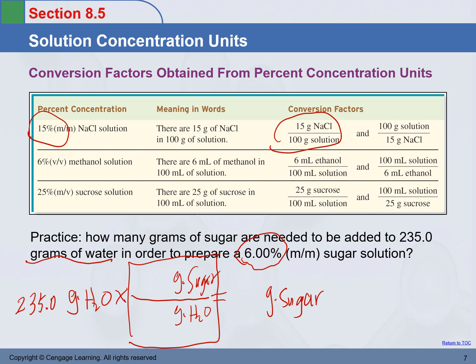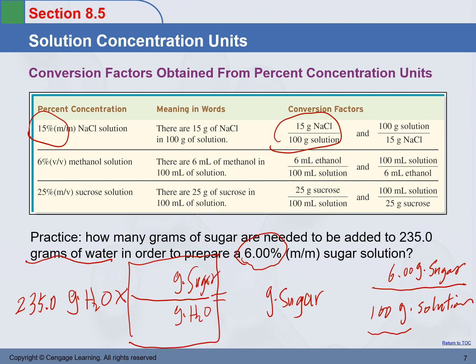So let's look at this concentration again. This concentration tells us there are 6 grams of sugar in 100 grams of solution. Clearly, in that solution, 100 grams, it is the sum of sugar and water together.